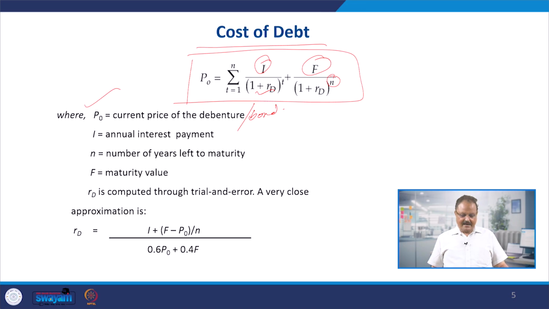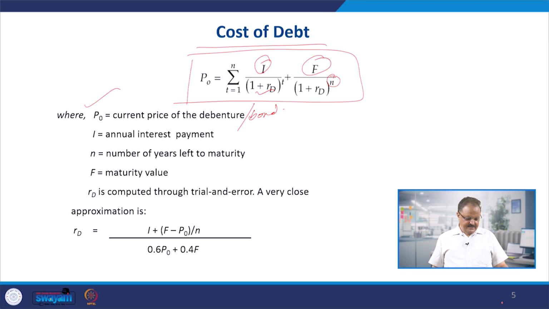So, how to calculate the cost? Because P0 is also given to us. The current price of the debenture is known to us, at which we are selling the debenture or bond in the market. The interest rate also we know, at what interest rate we are going to raise the funds from the market. The number of years also we know, for how many years we are going to issue those bonds or debentures in the market, and on the maturity date, how much value we are going to repay back to the lenders, right?